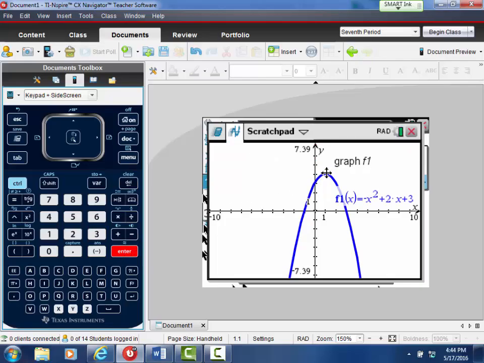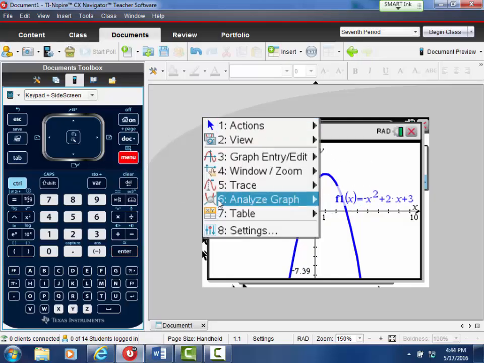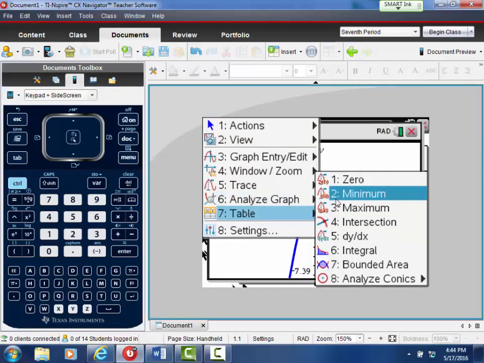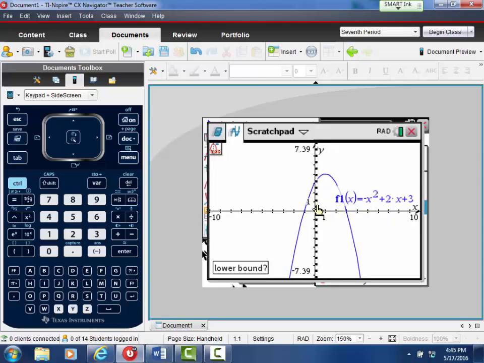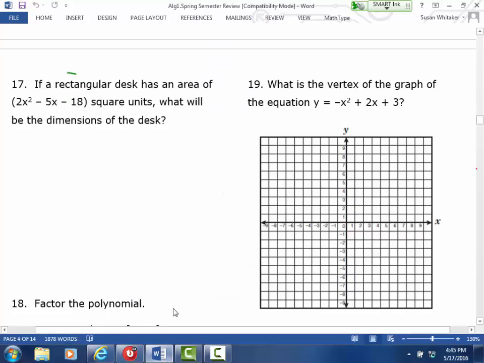And the question was the vertex. Well, I can see that the vertex is sitting here. It's a little bit difficult for me to tell. I can probably estimate what it was going to be, but you know, I always like to be sure. So I'm going to analyze my graph. So menu 6, and because my parabola is opening down, it has a maximum point, and that maximum point is the vertex. So I move my little dashed line to the left of the point, then to the right of it, and it said maximum is going to be at 1, 4. So my vertex is at 1, 4.